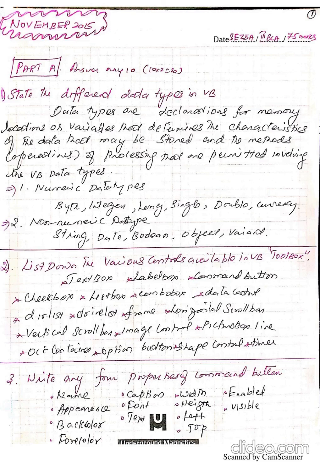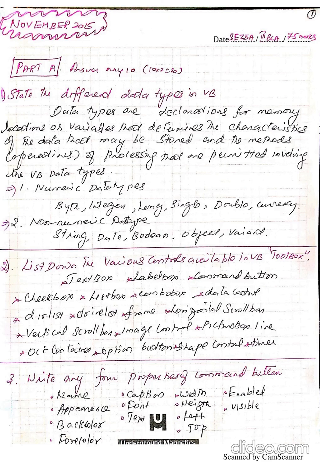Answer any 10 questions. State the different data types in Visual Basic. Data types are declarations for memory locations or variables that determine the characteristics of the data. Numeric data types are byte, integer, long, single, double, currency. Non-numeric data types are string, date, boolean, object and variant.